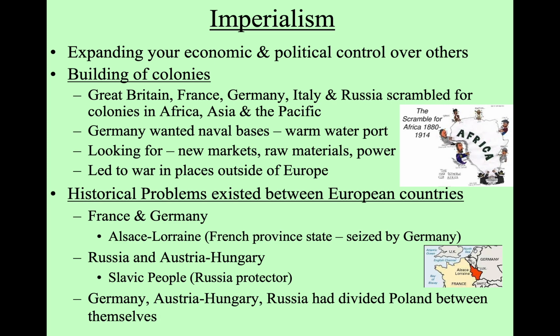The last major conflict that developed and that was exacerbated by colonization was the rivalry between Germany, Austria-Hungary, and Russia, which had resulted in the land known as Poland being divided between those three countries. These three historical rivalries were the basis for several of the conflicts and alliances that would ultimately be created leading up to World War I.